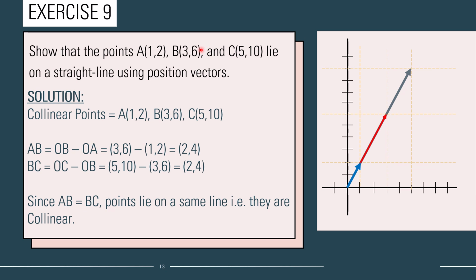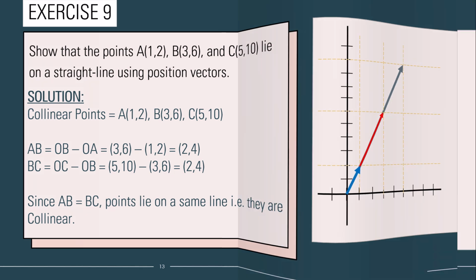For the first 2 points you do the head to tail rule, then for the second point and the third point you also do the head to tail rule. If the resultants of both of them are equal, then they are on the same line. So remember, the head to tail rule is used here as well for the 3 points. First 2 points and then the second 2 points. If AB is equal to BC, that means they are on the same line.